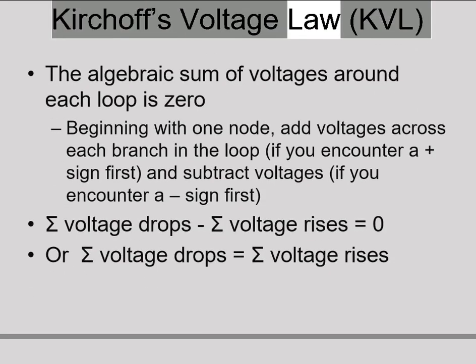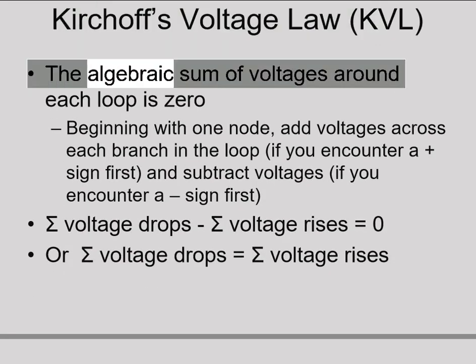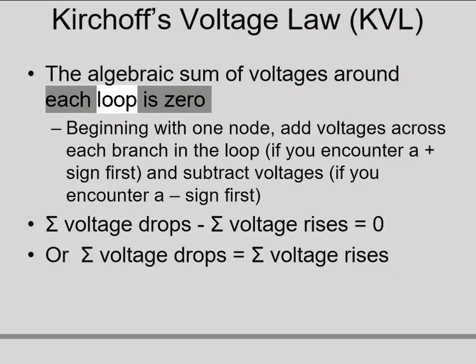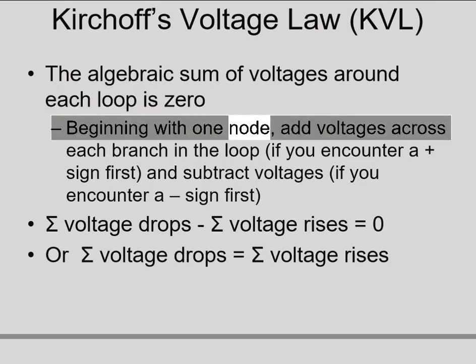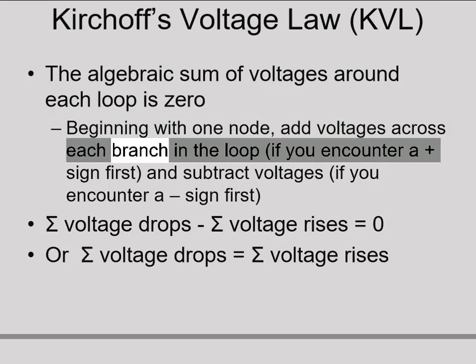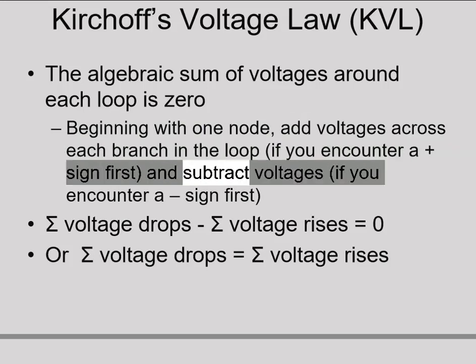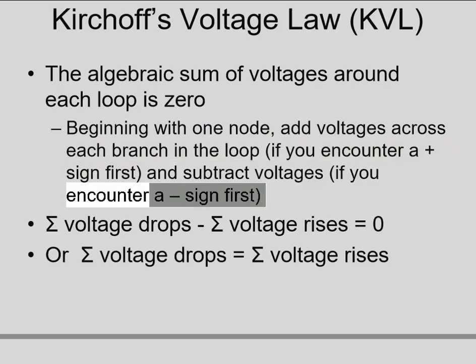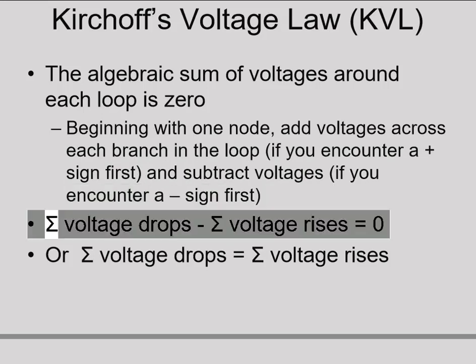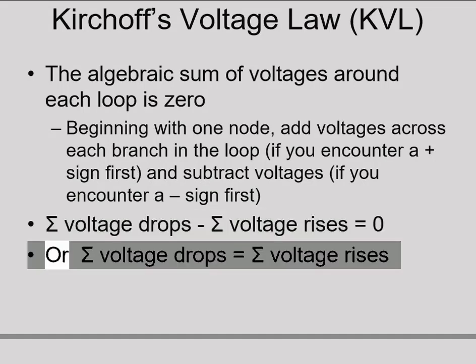Kirchhoff's voltage law, KVL. The algebraic sum of voltages around each loop is 0, beginning with one node. Add voltages across each branch in the loop if you encounter a plus sign first, and subtract voltages if you encounter a minus sign first. Sigma voltage drops minus sigma voltage rises equals 0, or sigma voltage drops equals sigma voltage rises.